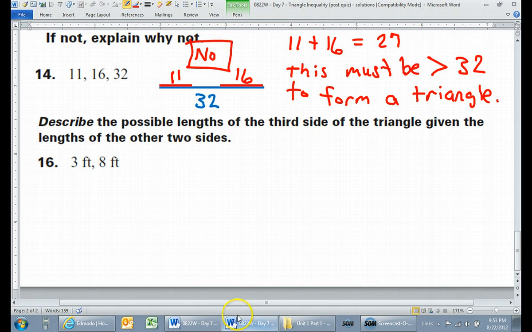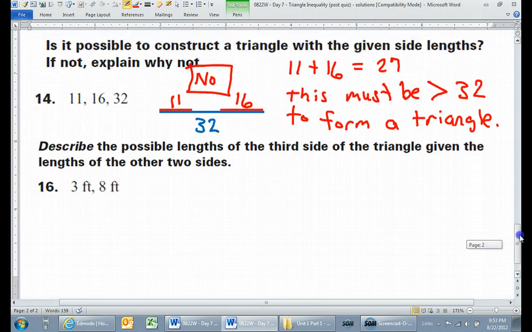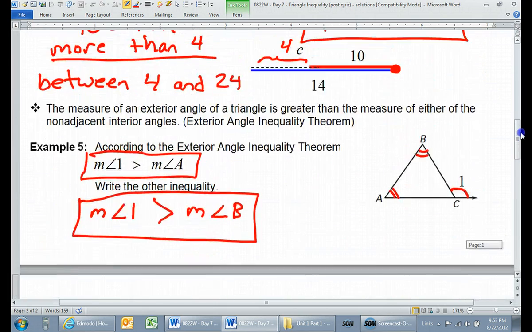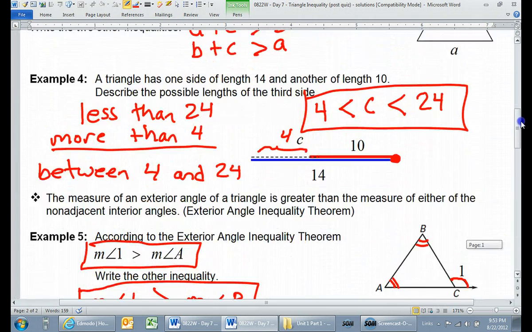So this is very much like the problem that we did when we did example 4. Remember how we were treating this like a hinge, and the shortest that this third side could be is going to be the difference between the two. 14 minus 10 was 4. So this is a picture of the shortest it could be.